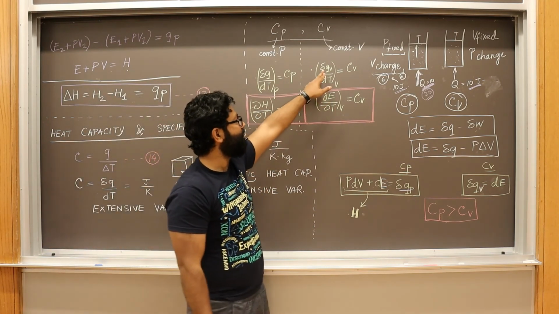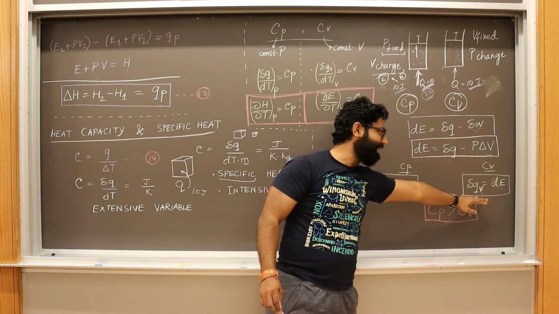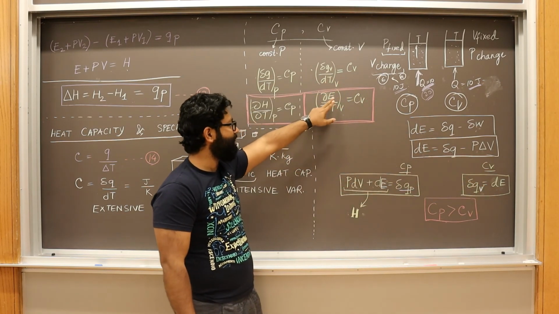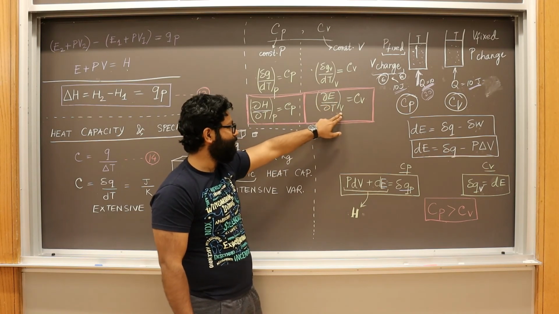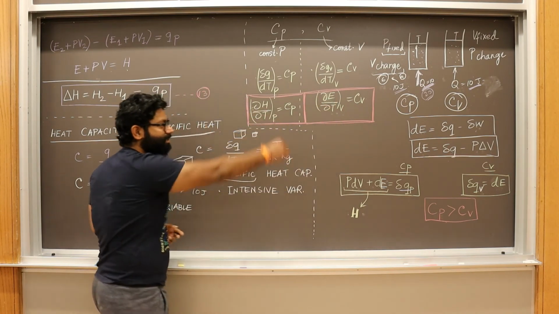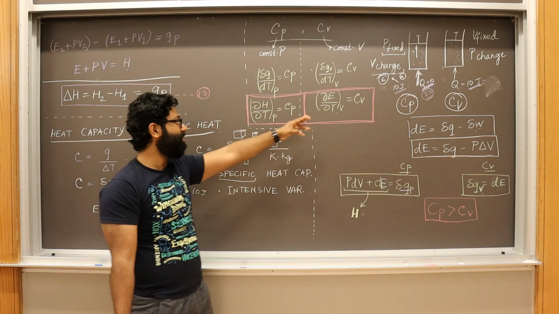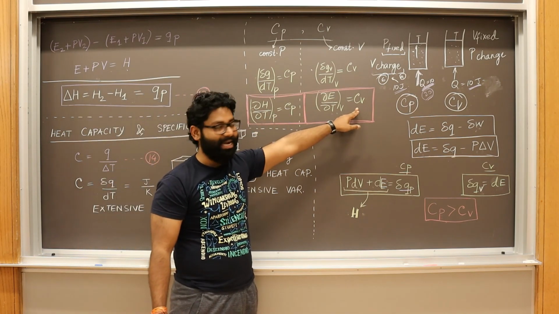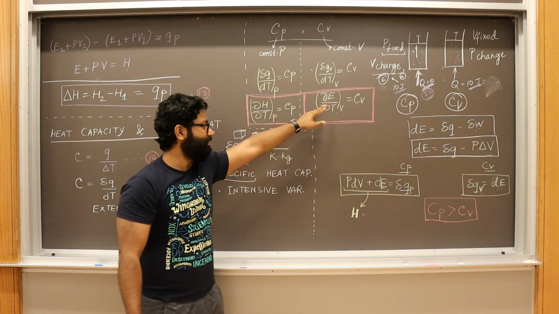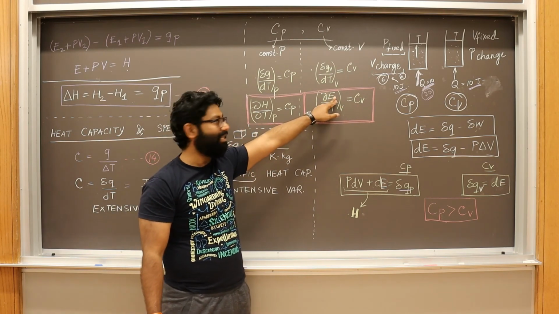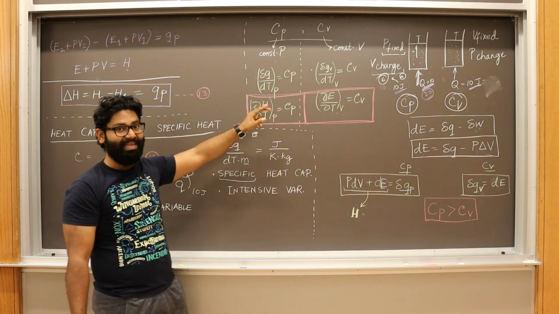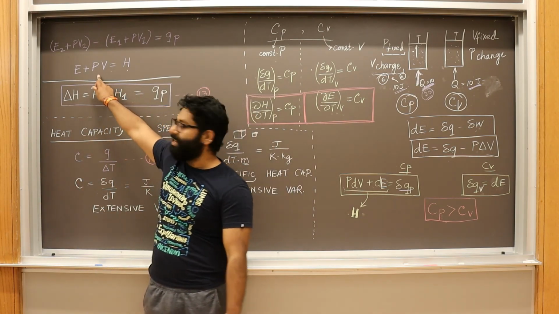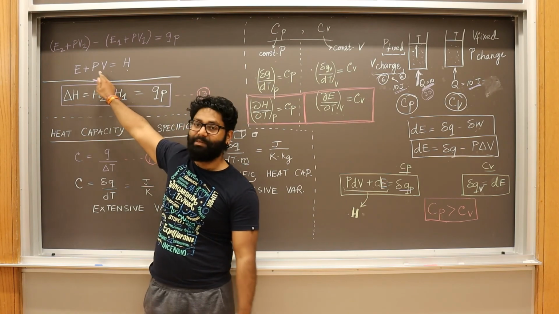Similarly, for del Qv, what did we get here? For del Qv, we got dE. So we just substituted dE here. So dE by del T at constant volume is Cv. So these are the two formulations for Cp and Cv, the specific heat capacity at constant pressure and the specific heat capacity at constant volume. This is the del of E, which is the internal energy, and this is del of H, which is the enthalpy. Please recall that enthalpy was defined by this function, which is E plus PV.